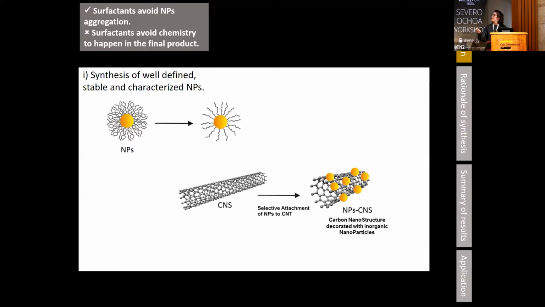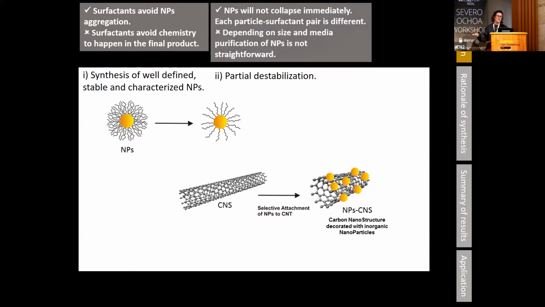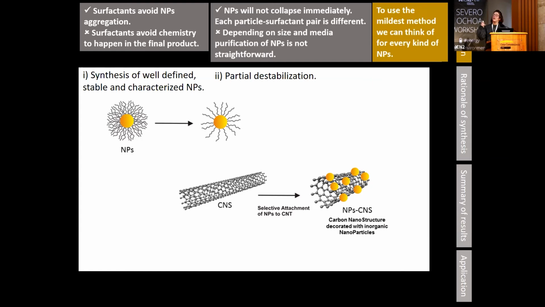So our approach here is to partially destabilize. Partially destabilize means that in a longish period of time, such as a day or two, they would aggregate and it would be a complete mess. But if we work with them rapidly, they won't. For doing so, we have mildly destabilized them via centrifugation or centricons, depending on the particle size and properties. This allows us to find the mildest method we can think of for each kind of nanoparticles.